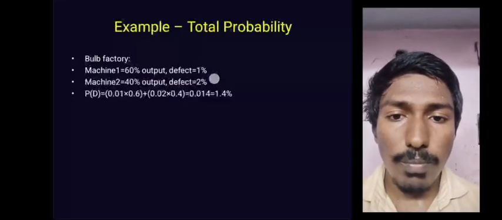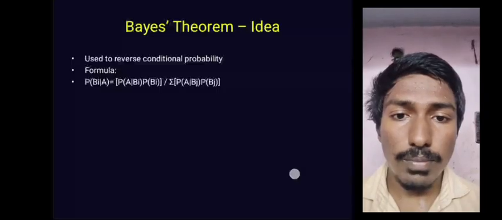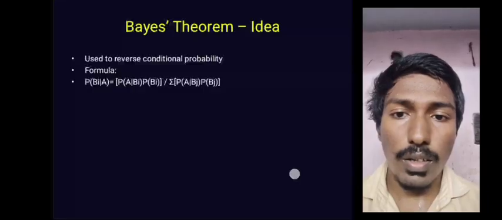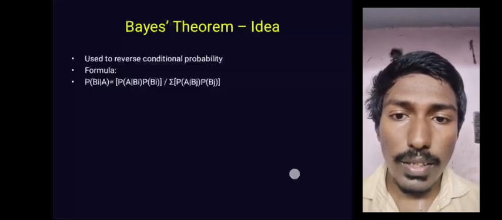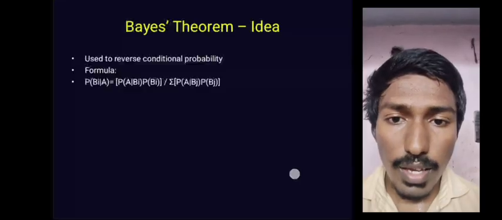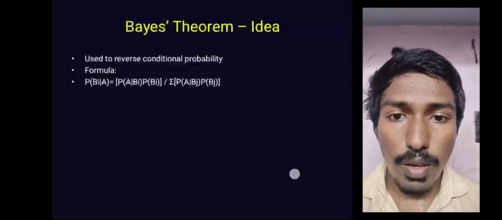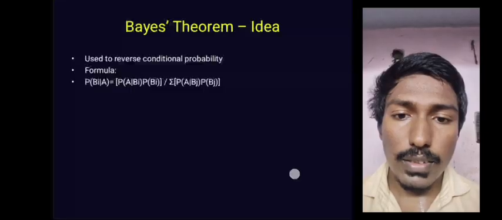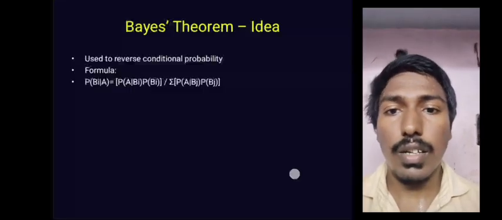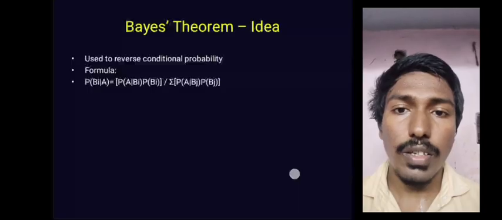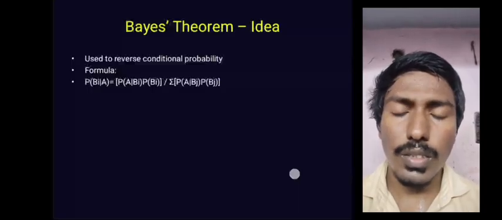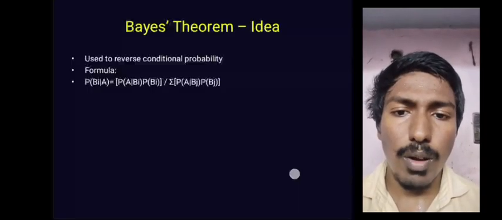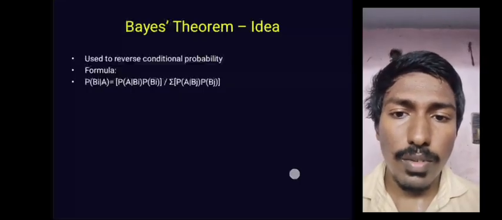Now Bayes' theorem. Bayes' theorem is used to reverse the conditional probability formula: P of Bi given A equals P of A given Bi into P of Bi, divided by the summation of P of A given Bj into P of Bj. Some textbooks have different formulas, but the basic concept is that it is the reverse of conditional probability. Examples of Bayes' theorem.